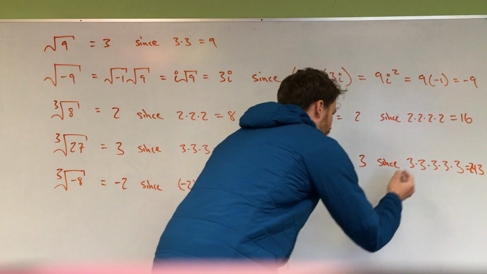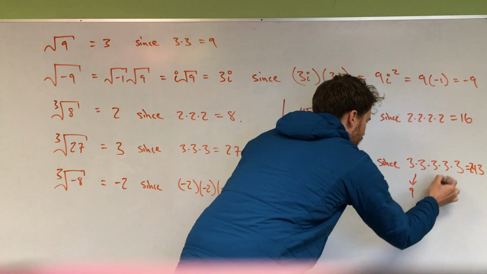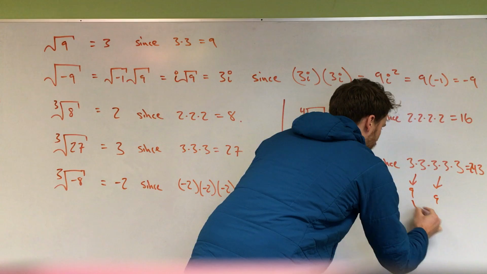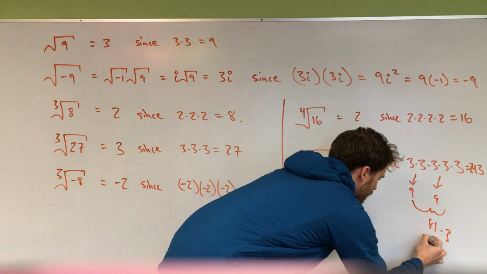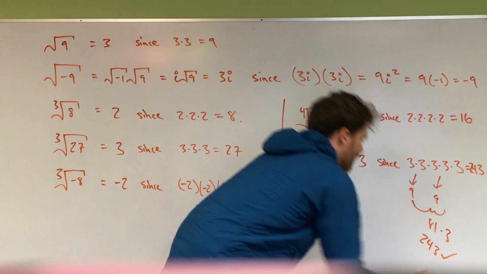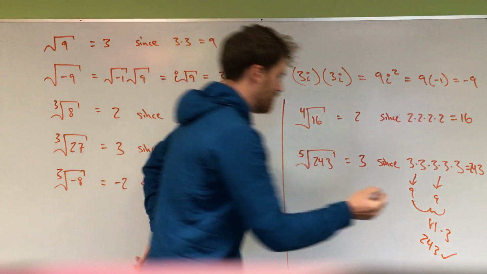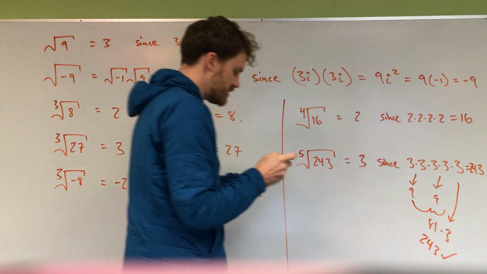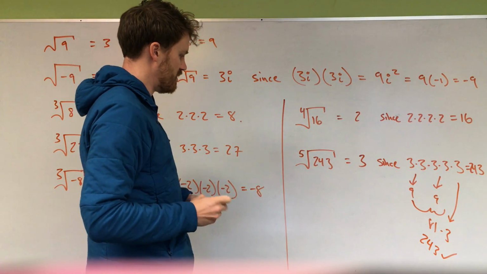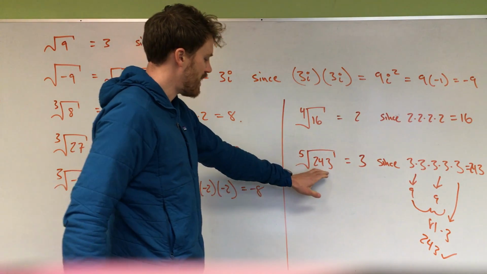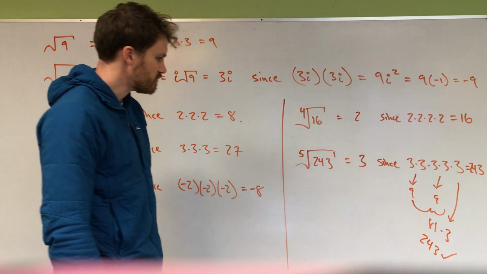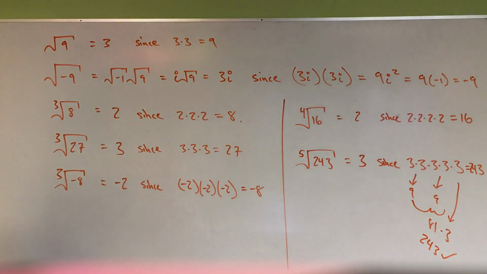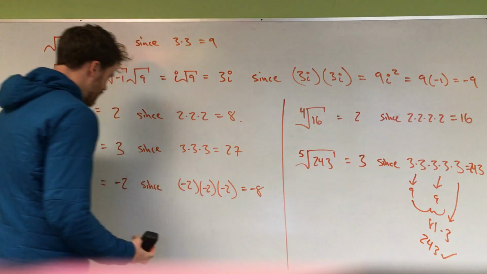To double check that, this would be 9. This is 9, so that right there makes 81. 81 times 3 would be 243. So yeah, I think that does work, that 243 is the 5th power of 3, and so the 5th root of 243 is 3. Okay, we're 5 minutes in here. So this is the basic idea with nth roots.